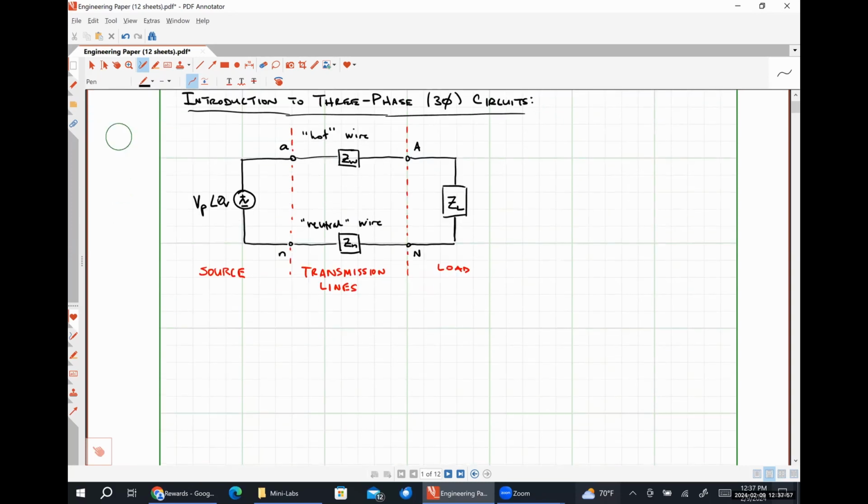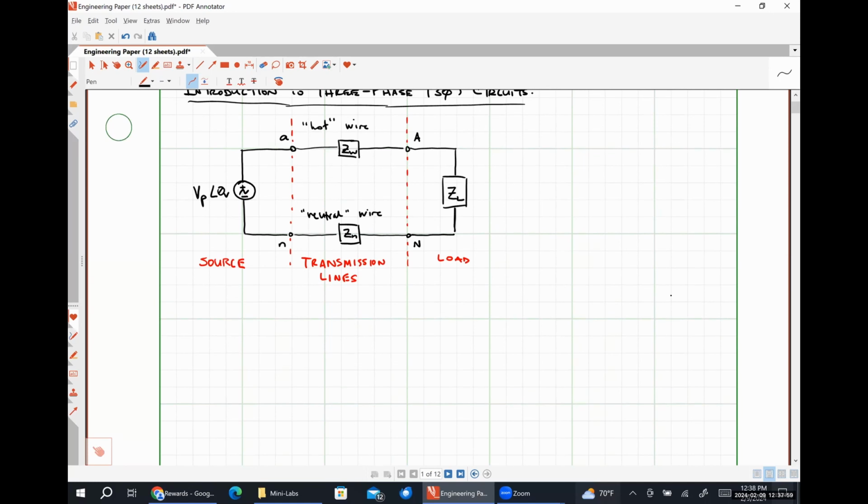Okay? So our three-phase system is going to have a similar makeup. There's going to be a source side, transmission lines in the middle, and then a load side. But instead of having a single voltage source, we're instead going to have three voltage sources. Okay. So we might choose to represent that type of system like this.